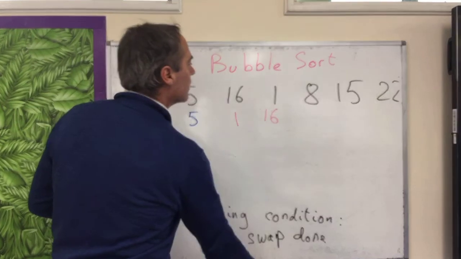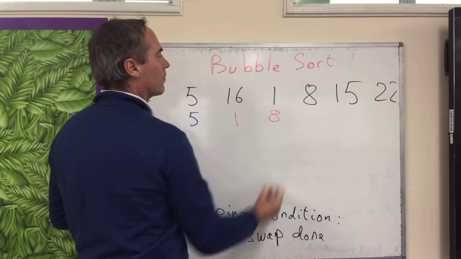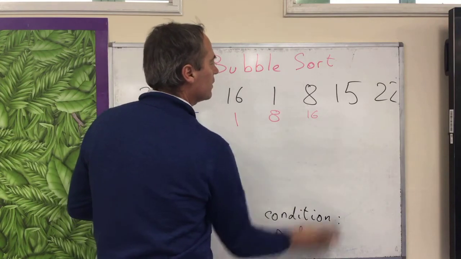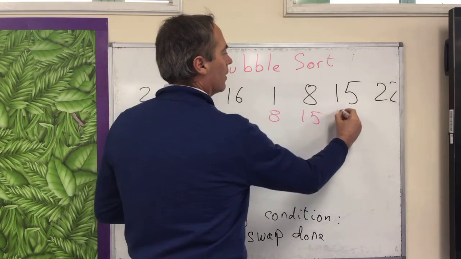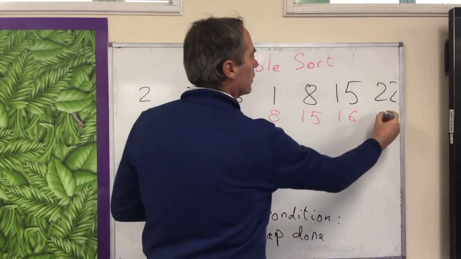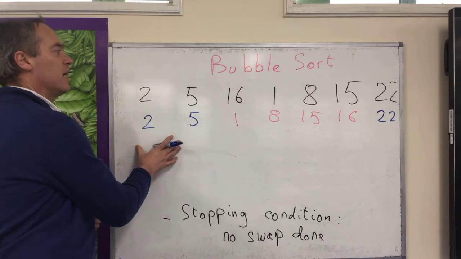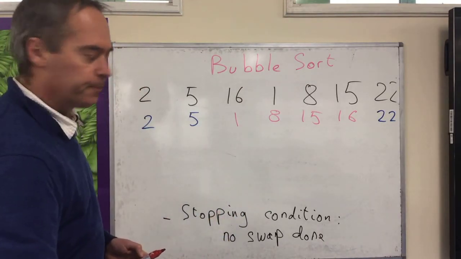16 and 8, I also need to swap those two numbers. So 16 is here, 16 and 15, that needs swapping again. But 16 and 22 do not need swapping. So the first iteration of my list, you can see in red all the swaps that I had to do.